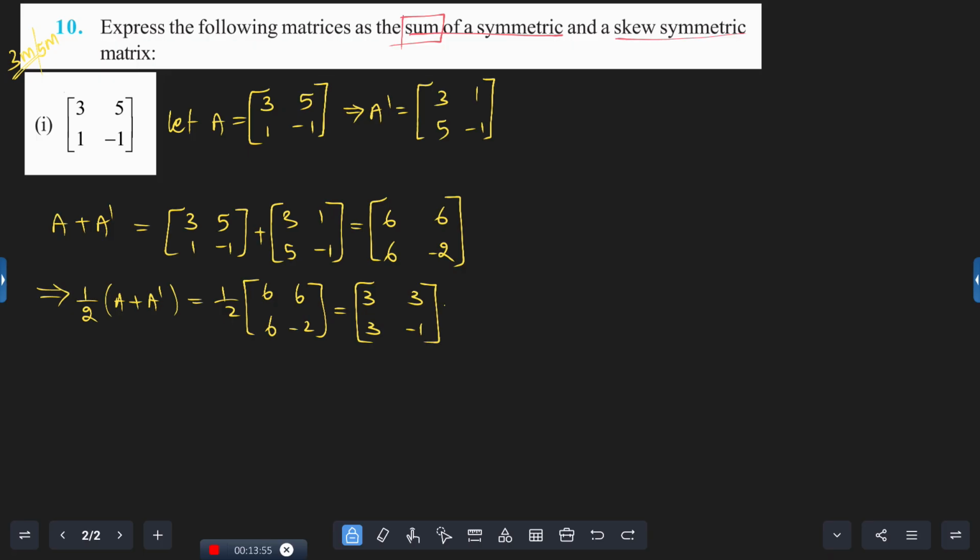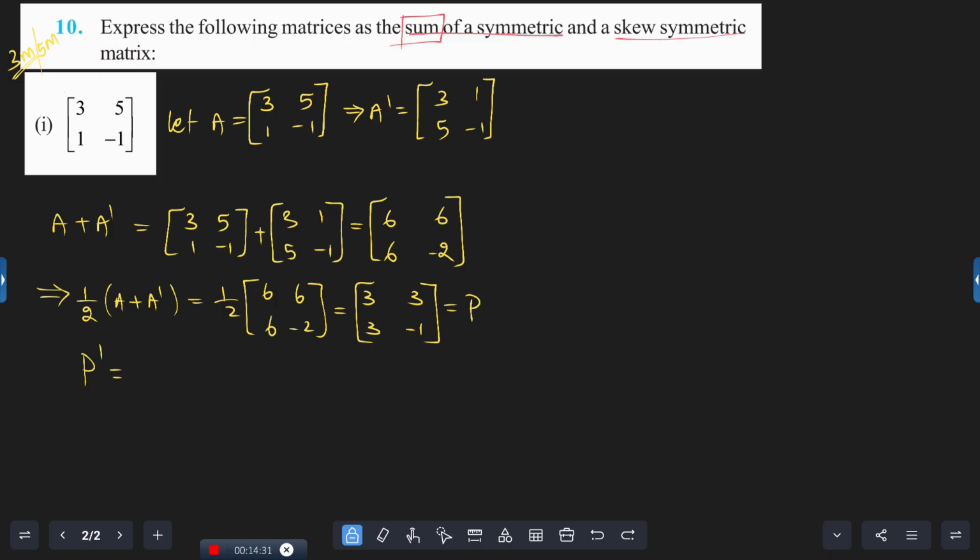This is actually half of A plus A dash. This one you take as letter P, matrix P. Now it should be either symmetric or skew symmetric. What is the chance to be? The matrix P can be either symmetric or skew symmetric. Symmetric, because we added, it must be symmetric only. So we have to show it is symmetric. How will you show it is symmetric? If you take a transpose, you should get the same. So you take the transpose.